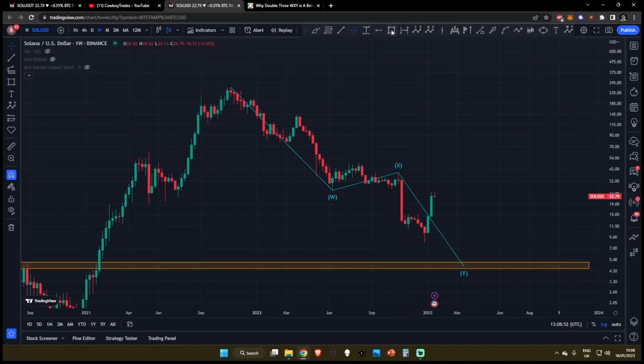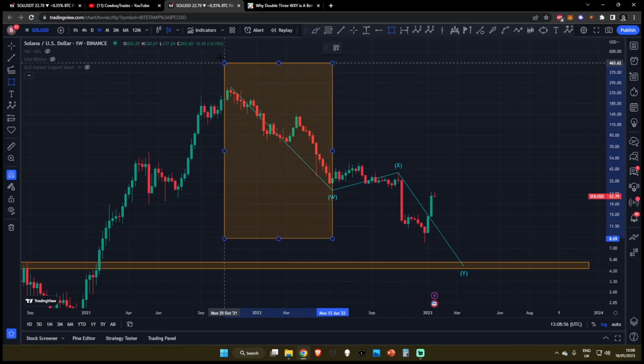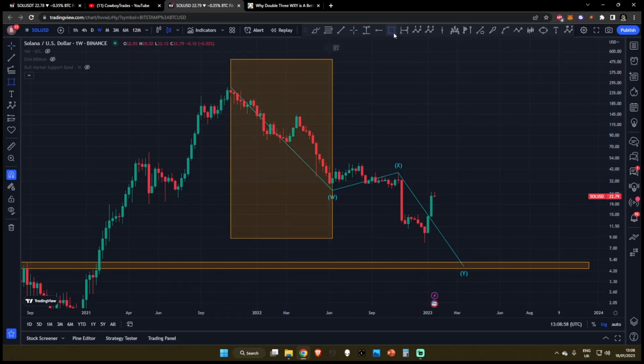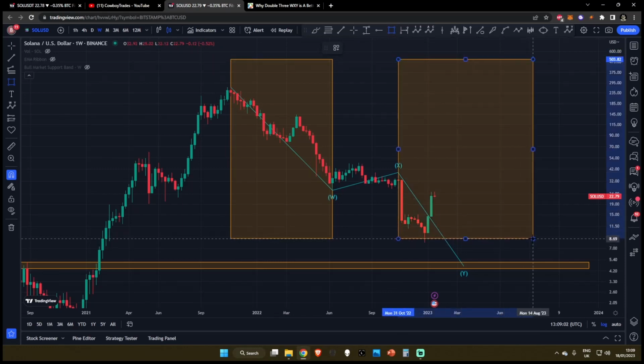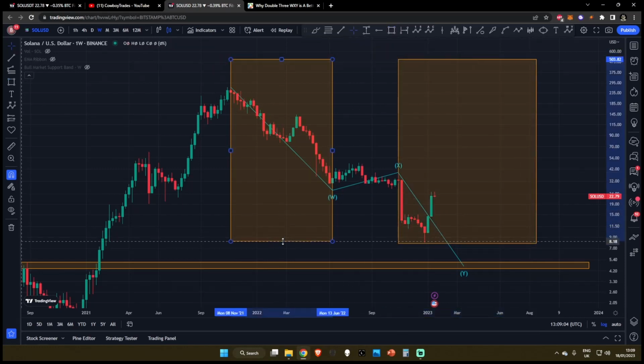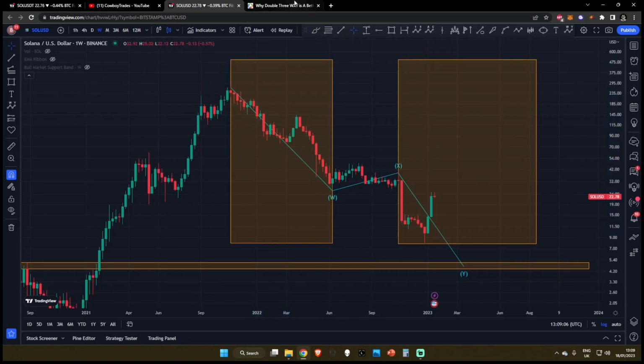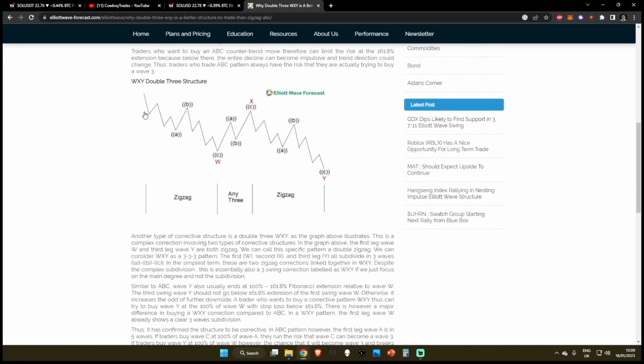Now, why this pattern is called a double 3 WXY is because it has a double ABC zigzag pattern followed by an irregular ABC pattern. So I'm going to highlight the regular ABC patterns in this box right here, and you can see exactly what I'm talking about. Once again, if you're looking at classical Elliott wave theory or even original Elliott wave theory, your typical ABC is like this.